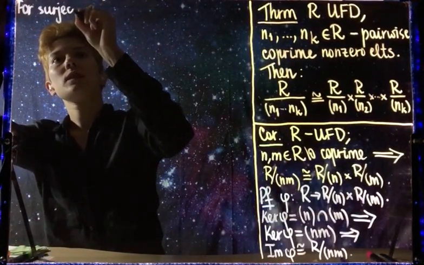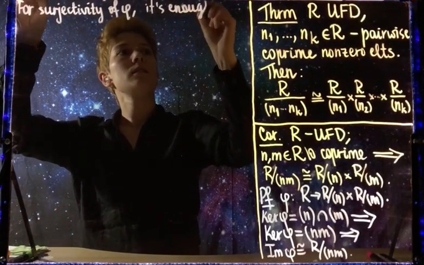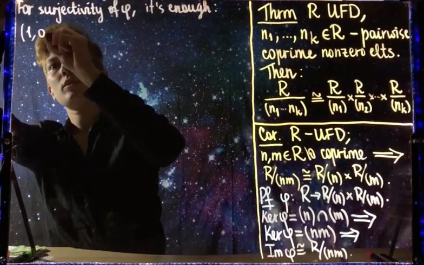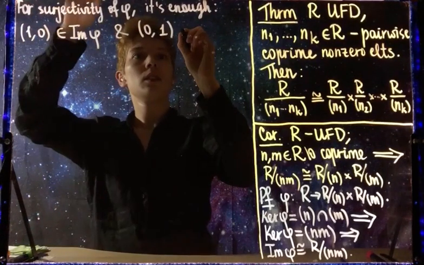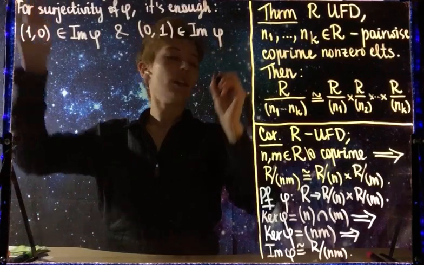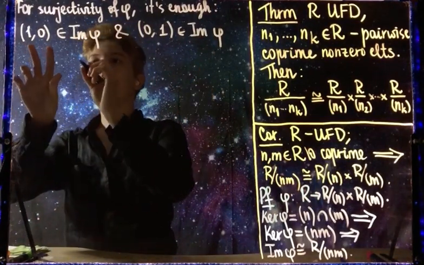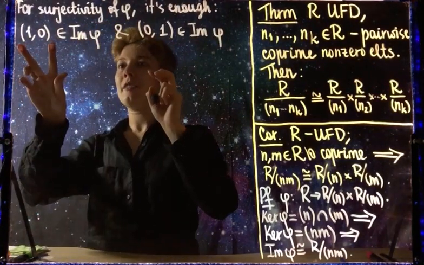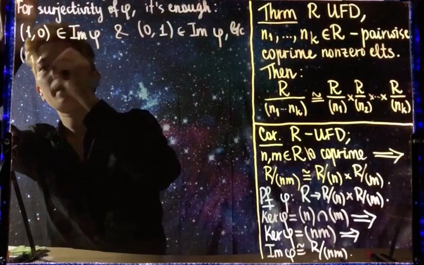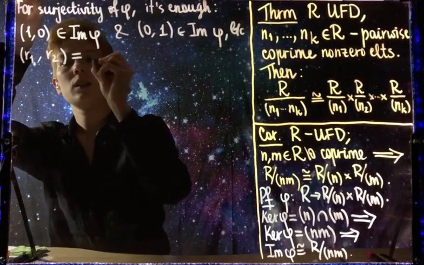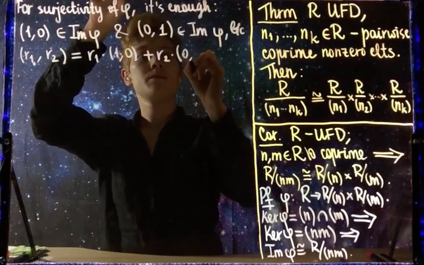For surjectivity, it is enough to show that the element of the form (1, 0) belongs to the image of phi, and the element of the form (0, 1) is in the image of phi. Because then to get any other element of this product ring, we would take a linear combination of elements from their preimages and get any element of the form (r1, r2) as r1 times (1, 0) and r2 times (0, 1).